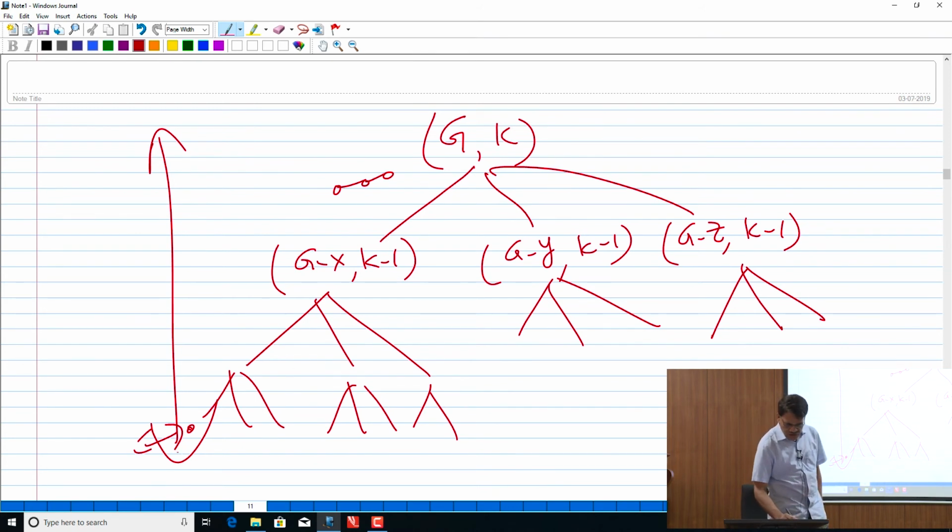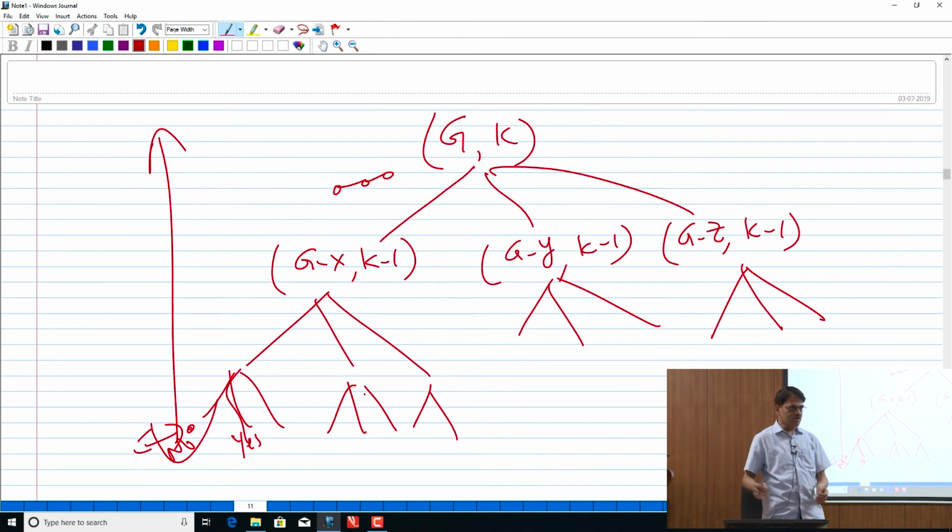So now, some branches will say no, some branches will say yes, and wherever you have an S here, you pick all the vertices you collected, and that will give you a k-sized cluster deletion set. Otherwise, the answer is no.